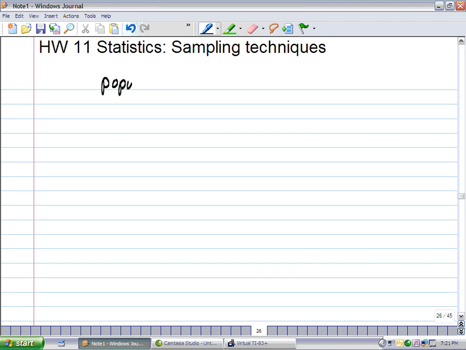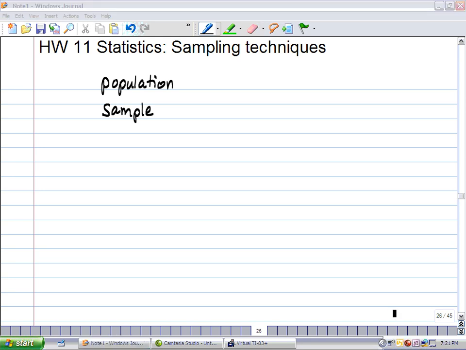So a population is an entire group of people. When we talk about a population, its characteristics, we call its characteristics parameters. We take a portion of that population and we call that portion a sample. And the information or characteristics of that sample are called statistics. So we use statistics to help us understand things about the population.